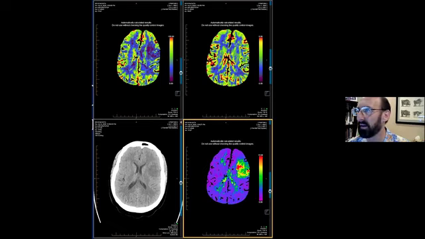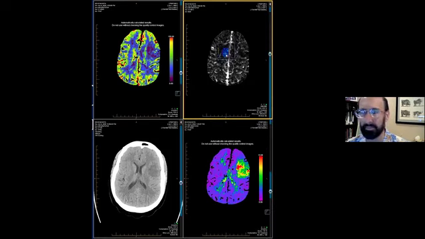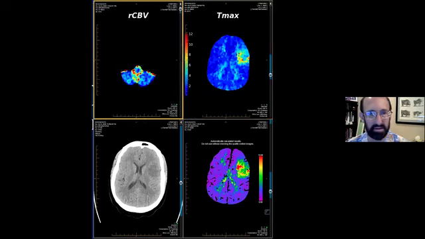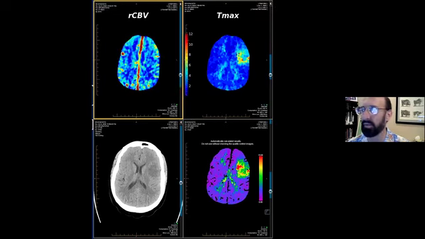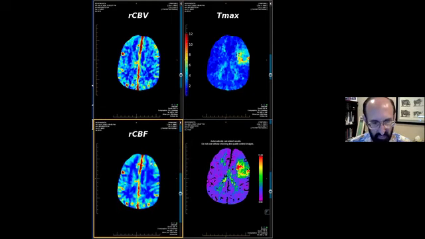And let me see whether I can pull up the rapid analysis. Not sure where this is going to be. Okay. This is the Tmax on the rapid analysis. This is CBV on the rapid analysis. So we have both the Siemens Syngo analysis as well as the rapid analysis.